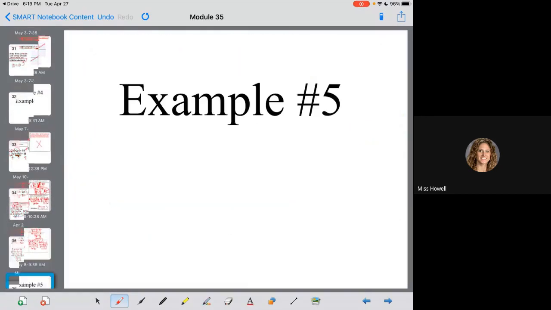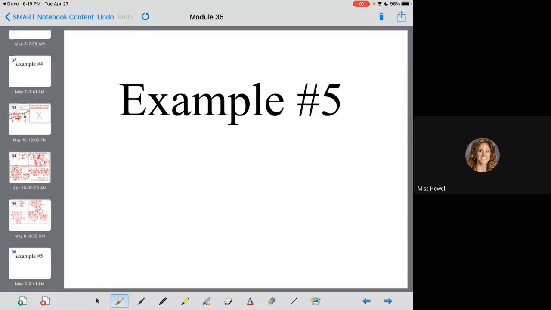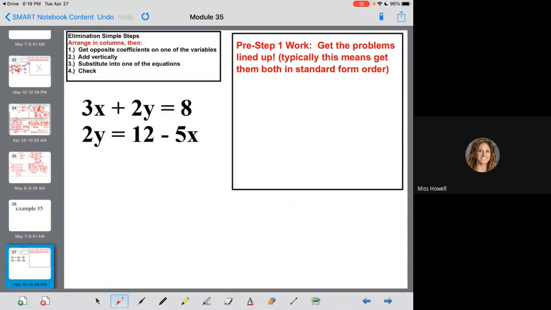All right, number 5. I want to solve the system of equations using the elimination method when we're given 3x plus 2y equals 8 and 2y equals 12 minus 5x. Now, we're not lined up. X's, y's, numbers, right? We don't match.